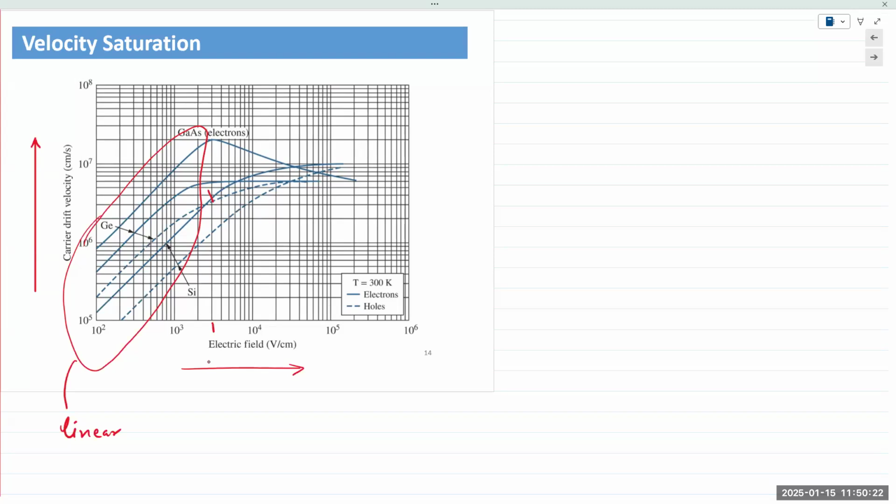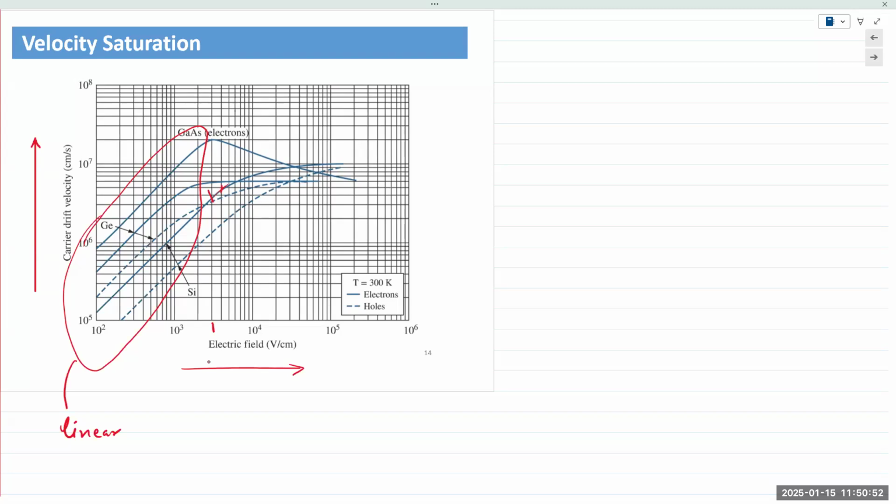Even beyond that, I would say it starts curving right around here. So maybe right around 4,000 volts per centimeter. Some books might even say 5,000, but I like to say it's about 3,000. Okay, beyond that, we don't know. So at an electric field of about 3,000 volts per centimeter, the mobility starts decreasing.